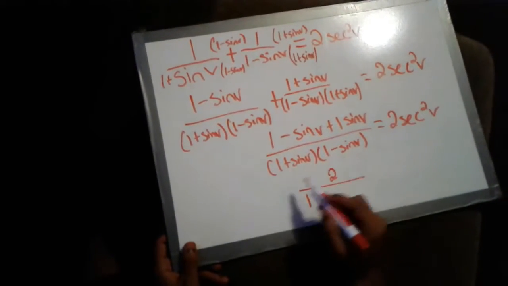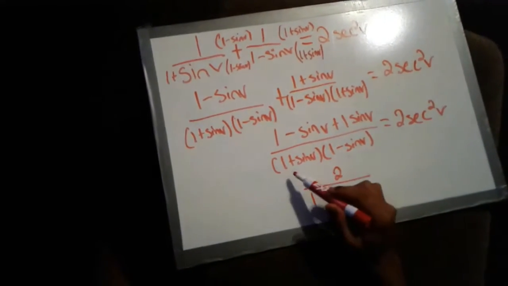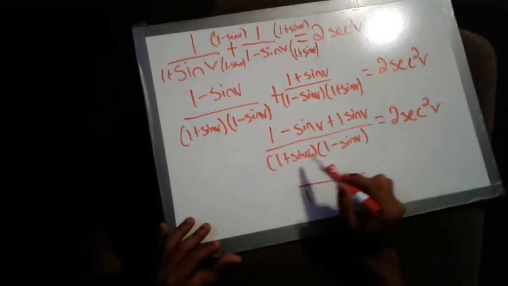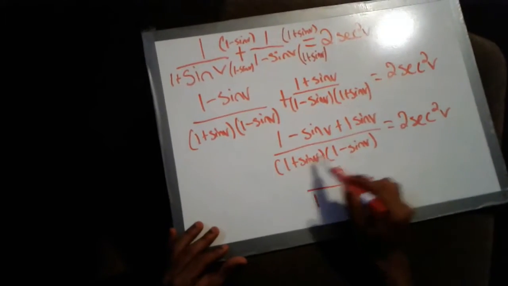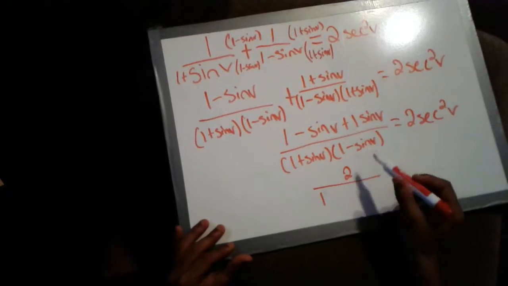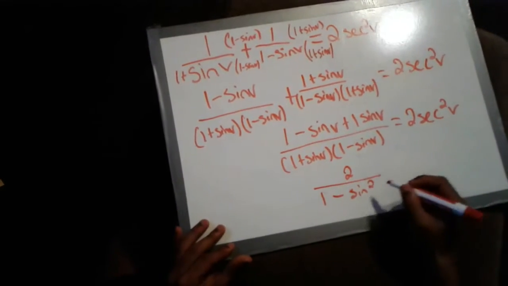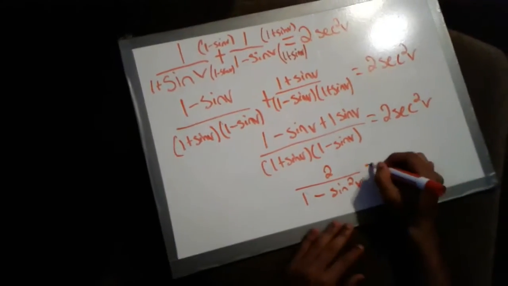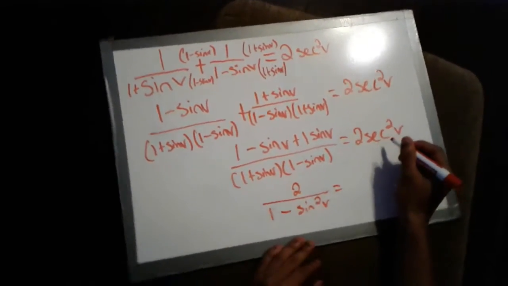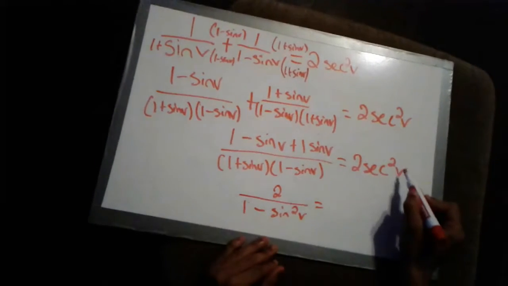So 1 times 1 is 1. 1 times negative sine is negative sine, but then when you do sine times 1, those will cancel out, leaving you with negative sine squared v, which equals 2 over secant squared v.